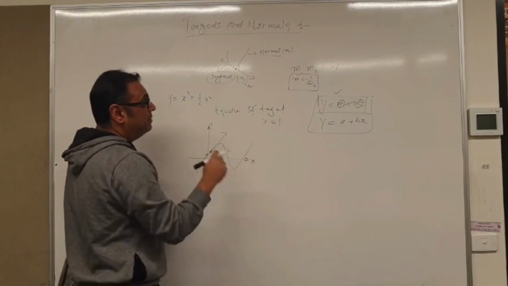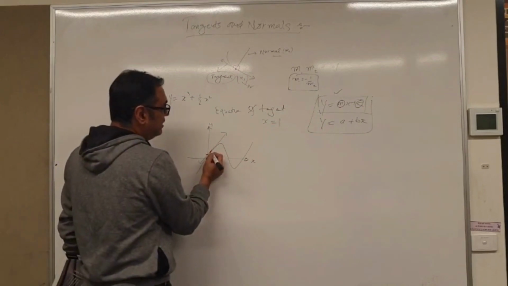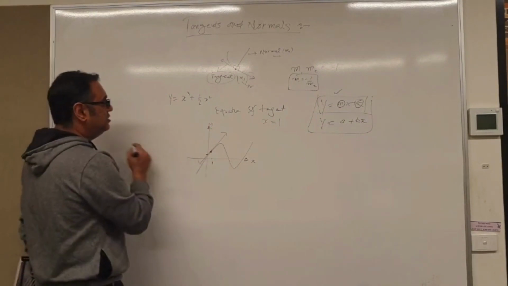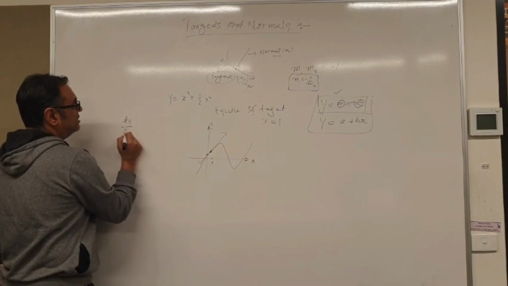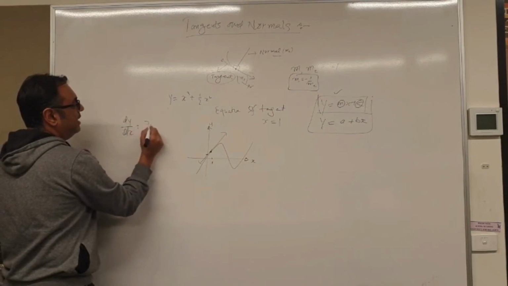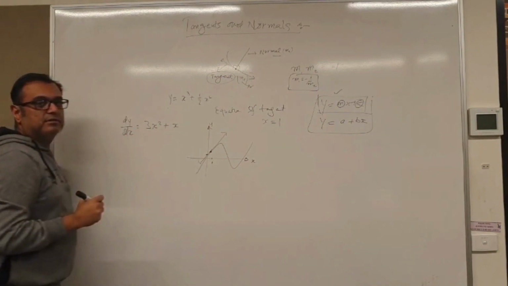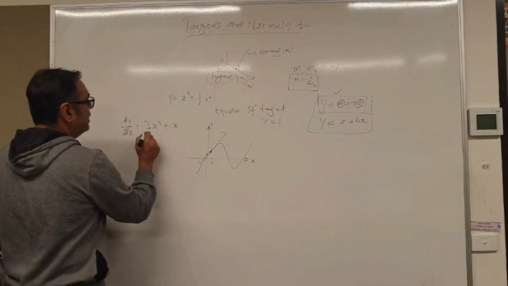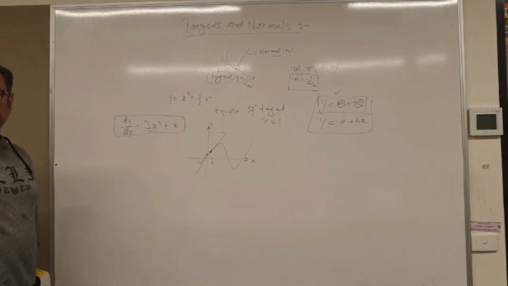So let's find the slope. What is slope? The derivative, correct? Let's find the derivative at this point on the curve, which means the slope of this tangent. So the derivative of this will be what? Your dy by dx is 3x squared plus x. Right or wrong? Yes or no? Yeah. Now that's the expression for the slope of the tangent.